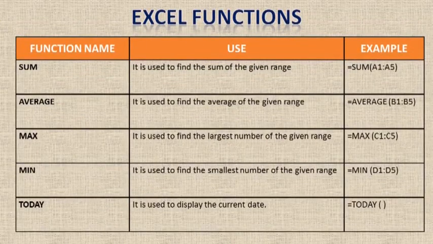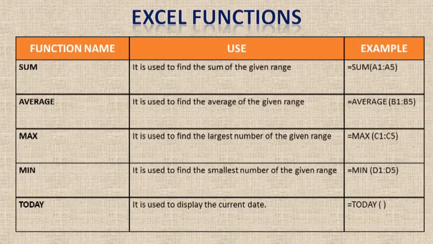And here is a brief of all the functions. First we consider sum. It is used to find the sum or add of the given range. And how to write this function? Equals sum, and in brackets we specify the range. You already know that in the range we specify the starting cell address and ending cell address. In between we place the colon. So our range is A1 to A5. This means A1, A2, A3, A4 and A5.